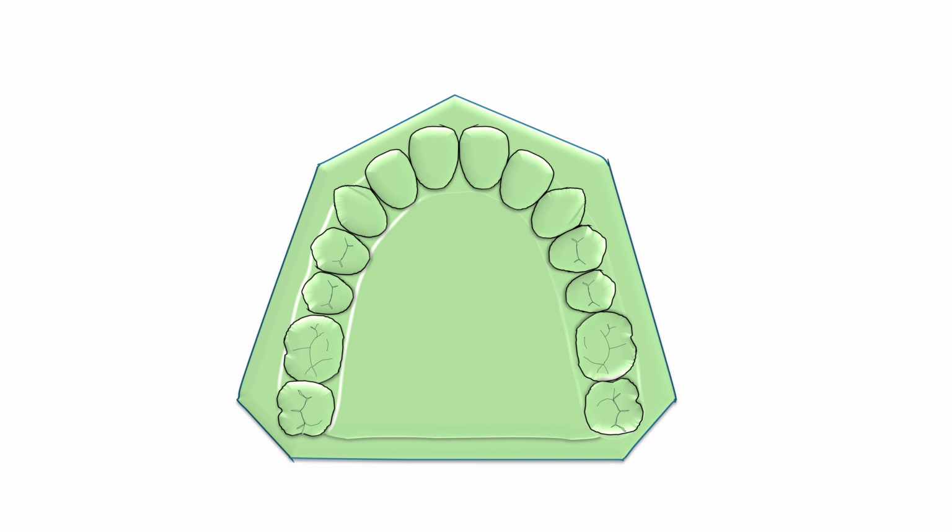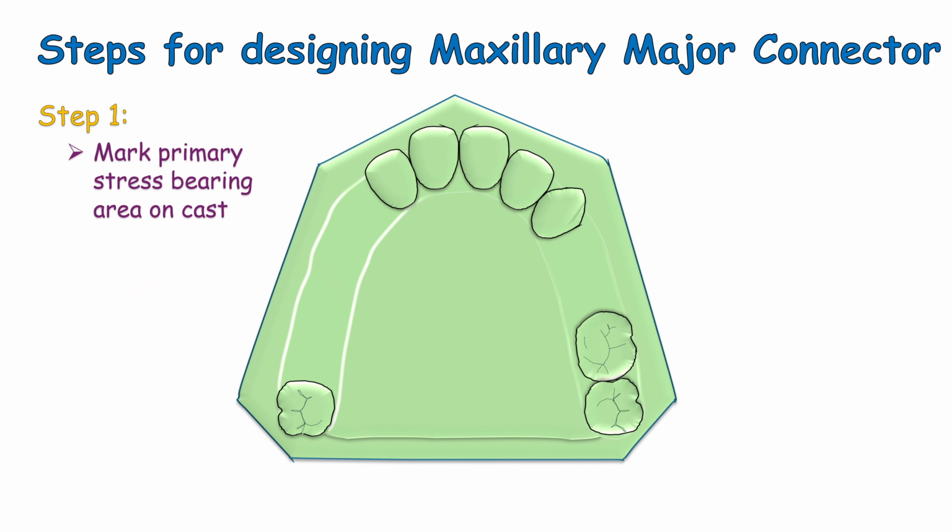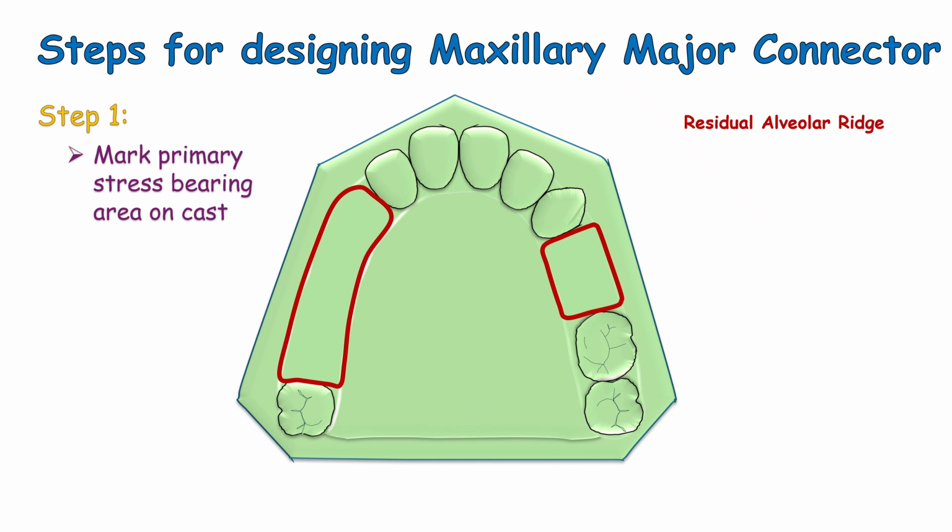Maxillary major connector. There are 4 steps in designing a maxillary major connector. First step is to mark the primary stress bearing area and cost, that is the residual alveolar ridge and hard palate.